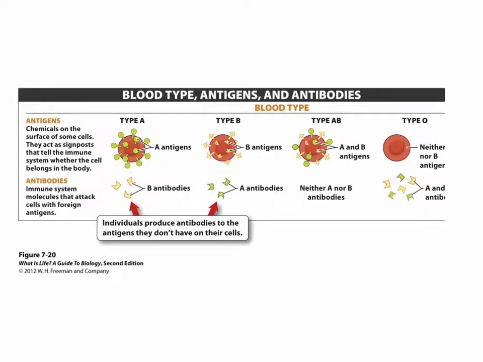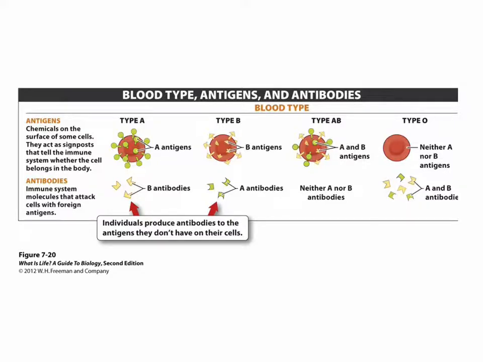Type O has no antigens on their blood cells. They do not make A or B antigens. This means that both of those antigens are foreign to their body, so they will make both A and B antibodies. So what happens when we mix these antigens from different blood types?